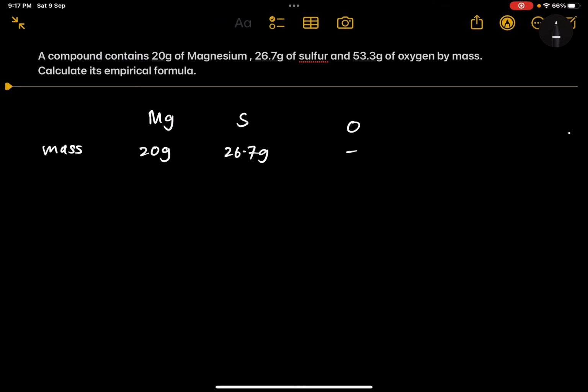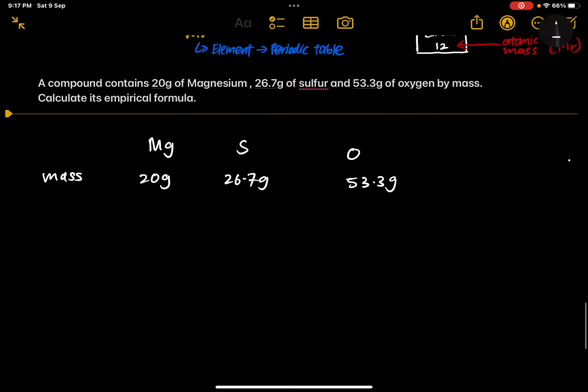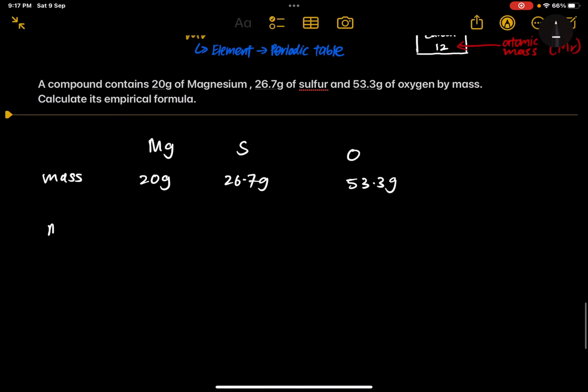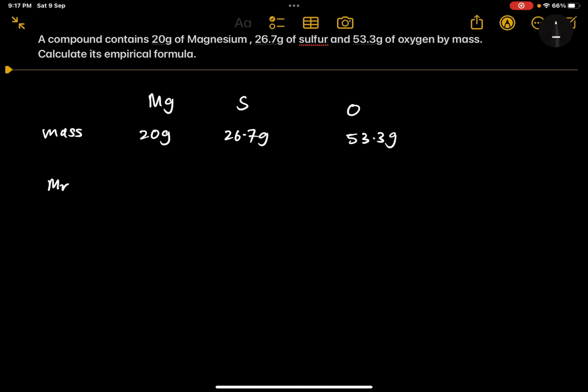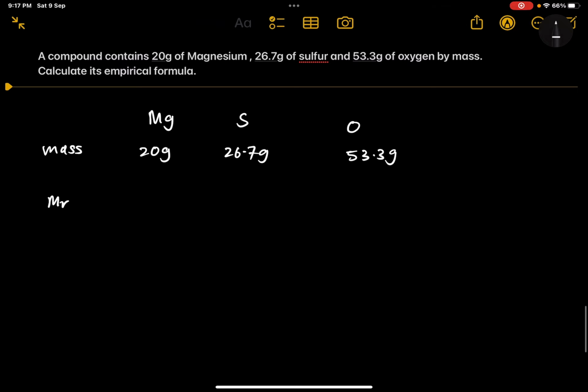We are doing this in the form of somewhat like a ratio format, so it's easier for us to calculate the empirical formula. When we do this step by step, we won't confuse ourselves. Next, we're going to write the Mr. So the Mr of magnesium will be, what is it? Wait, let me draw it down.